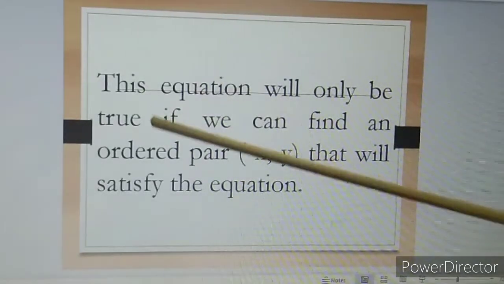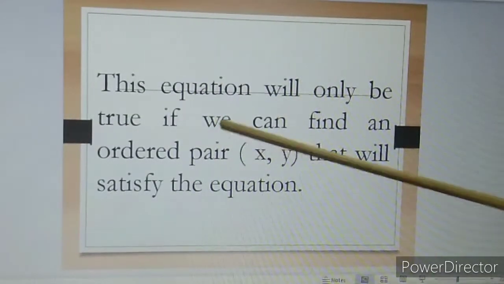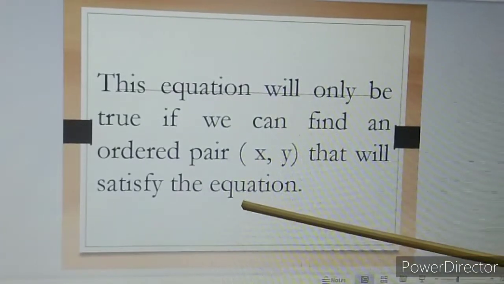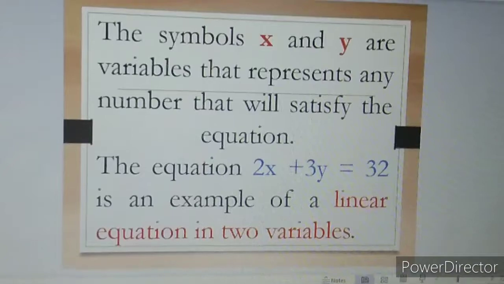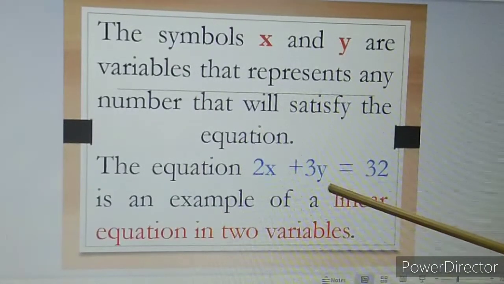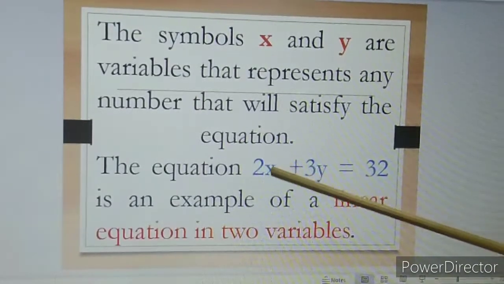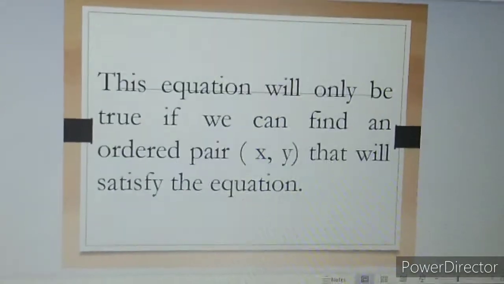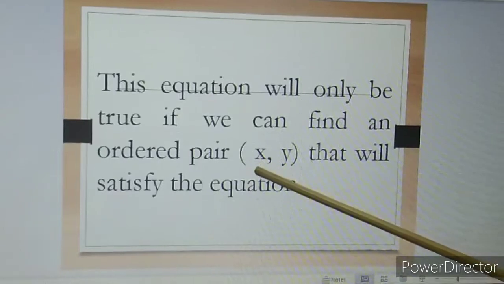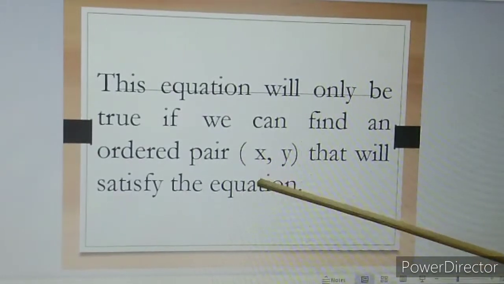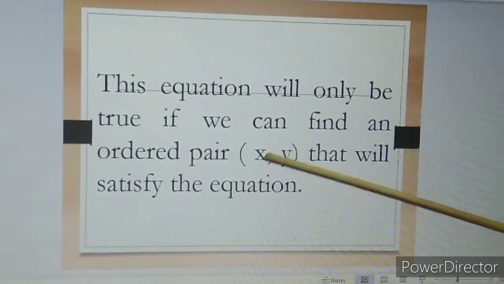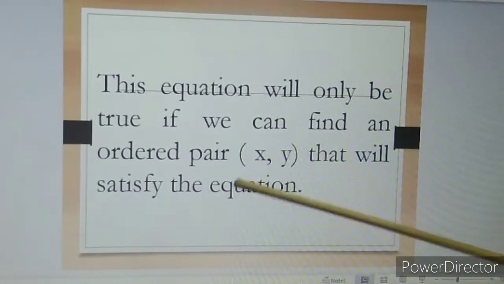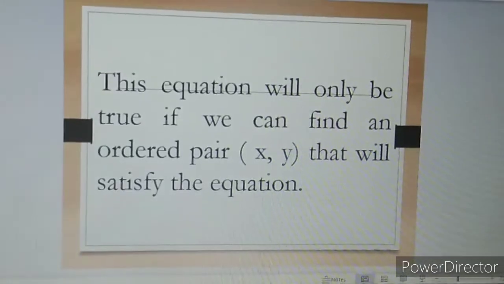Take note that the equation can only be true if we can find an ordered pair x, y that will satisfy the equation. The equation can be true or false depending on the values of x and the values of y. And we call those numbers x and y an ordered pair, or coordinates. These are the numbers, or the solution, to the linear equation in two variables.